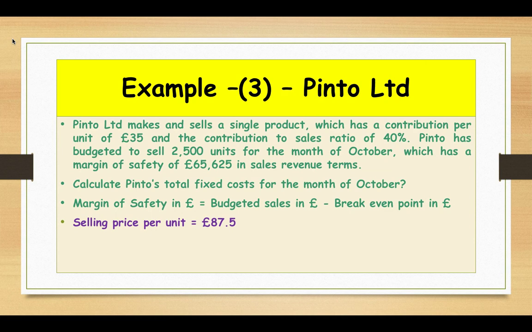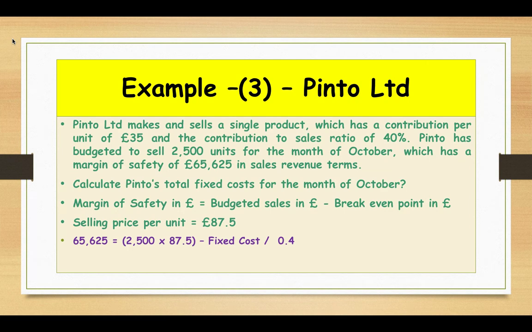So they have given us the contribution to sales ratio. They have given the contribution per unit. So contribution per unit divided by the selling price per unit is equal to 40%. Contribution per unit is 35, divided by the selling price per unit, which we don't know, is equal to 40%. So the selling price per unit is 35 divided by 0.4, or 40%. So the selling price per unit is £87.5.